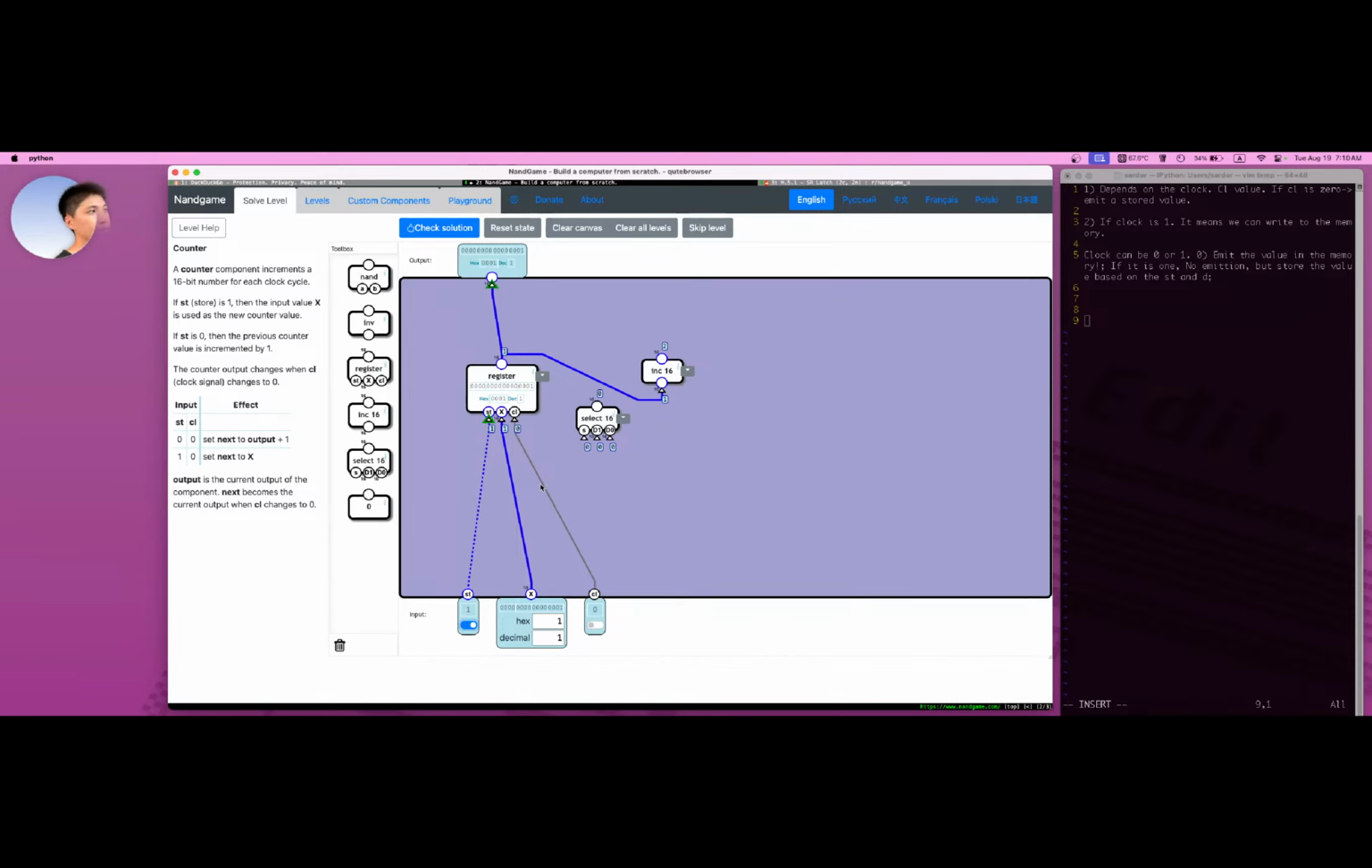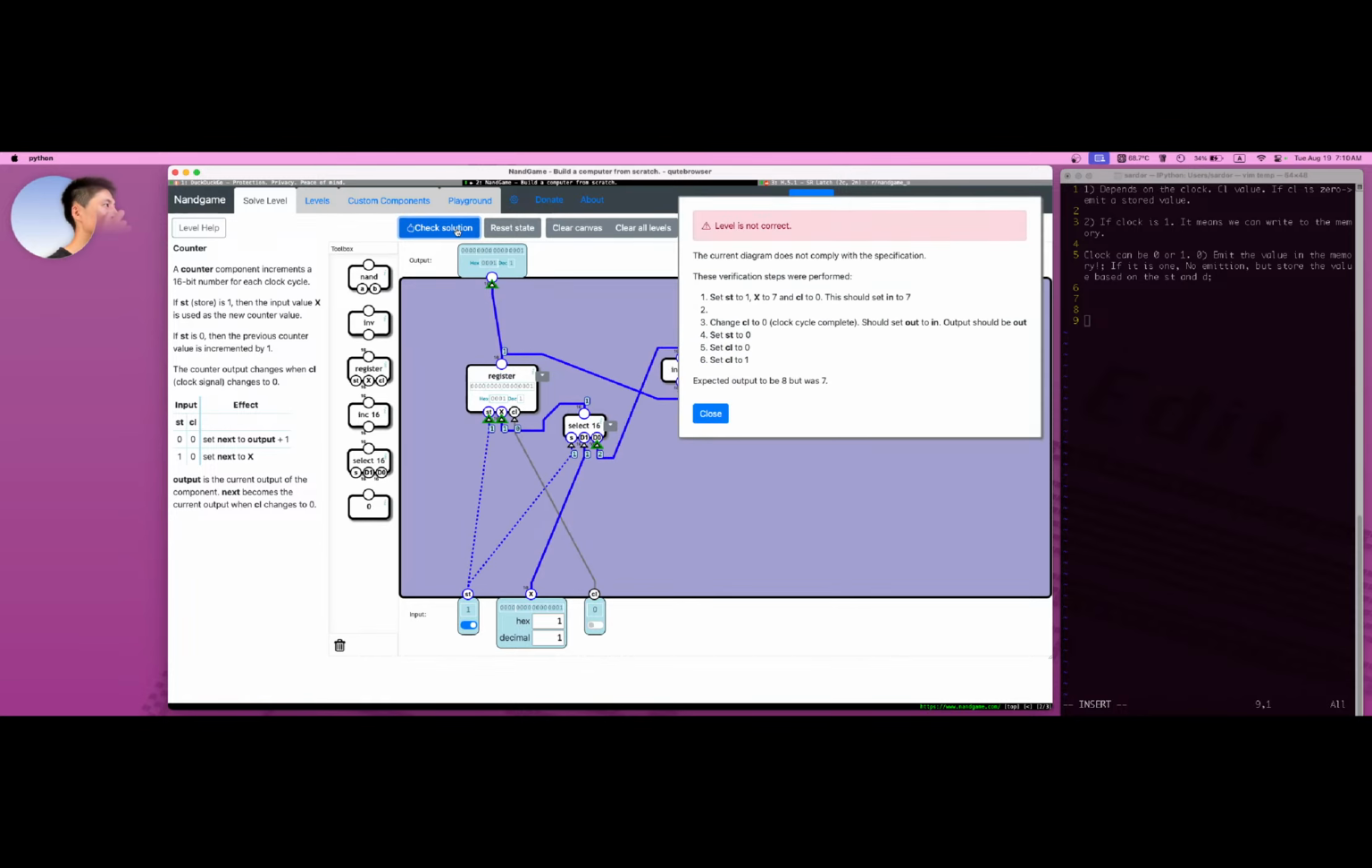Select only when based on this guy. And if st is 1, use this x. When it is 0, use this increment. Maybe correct, maybe no. Let's check.